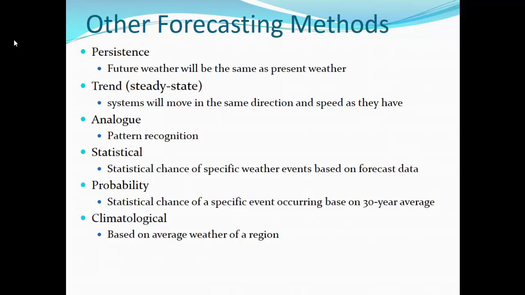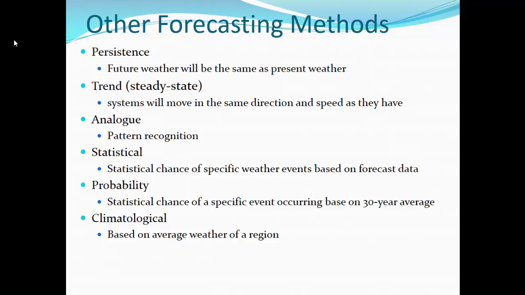Now, a trend forecast or a steady state forecast is a little bit different. That involves specific weather systems. For instance, if you have a mid-latitude cyclone, or let's even just say a hurricane that's moving in one direction at one speed, a steady state or trend forecast will say that hurricane will continue to move in the same direction and at the same speed, and you can forecast the impact of the hurricane in that way.